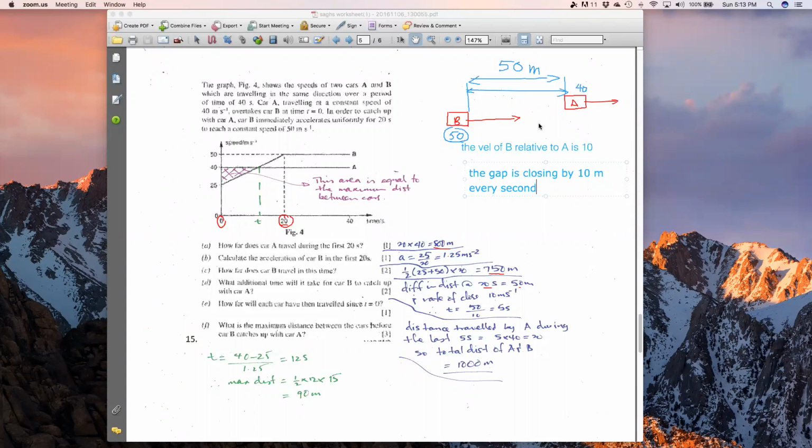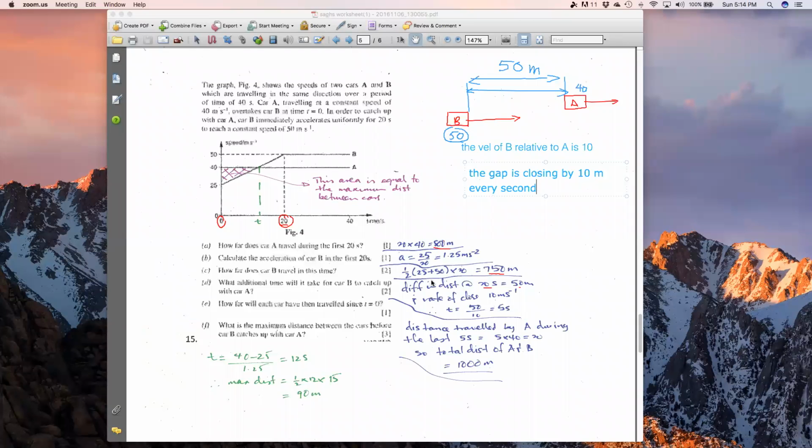Kyra? All right? Okay, good. So the gap between B and A is closing at a rate of 10 meters every second. How far is the gap? The gap is 50 meters between them. So therefore, it will take 5 seconds for B to reach alongside A. It will take 5 seconds for B to get alongside A.